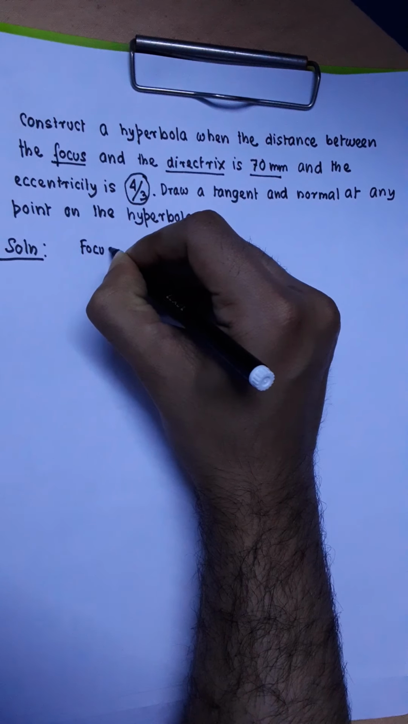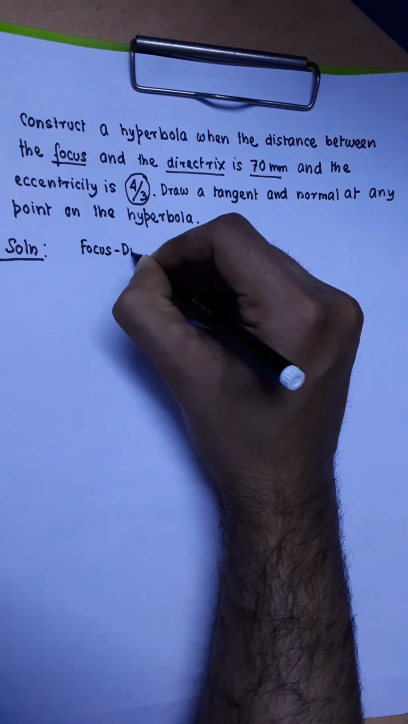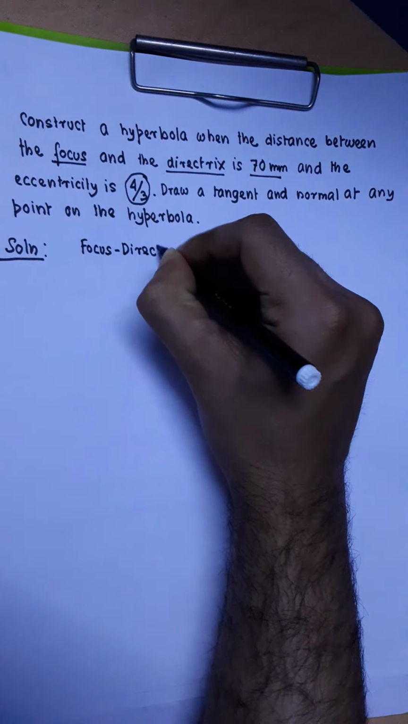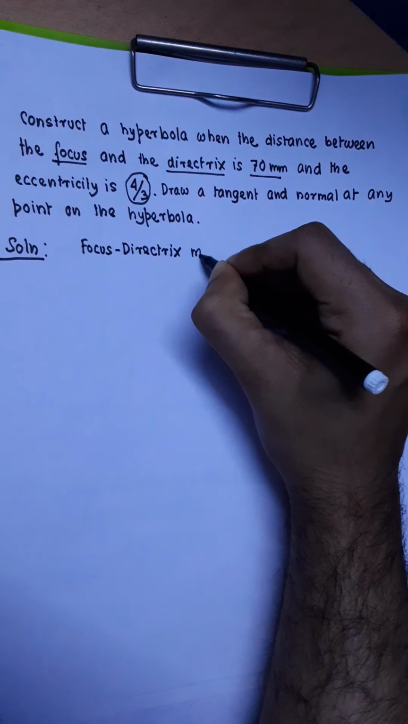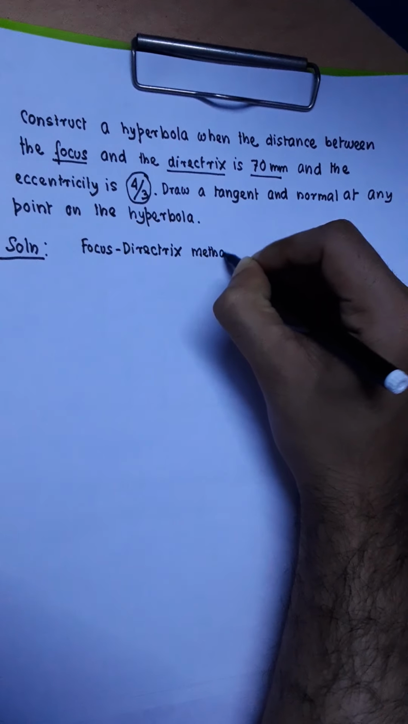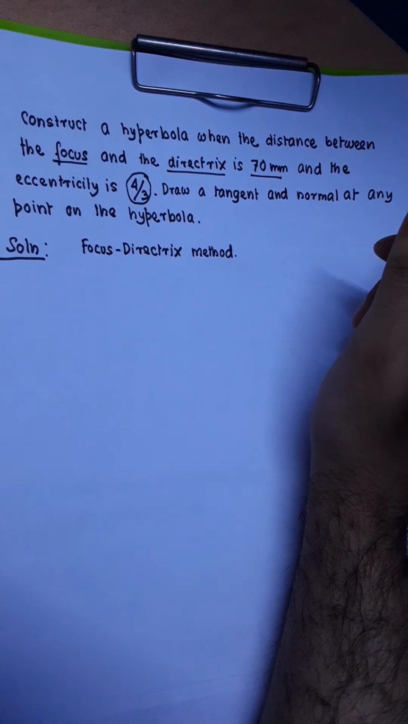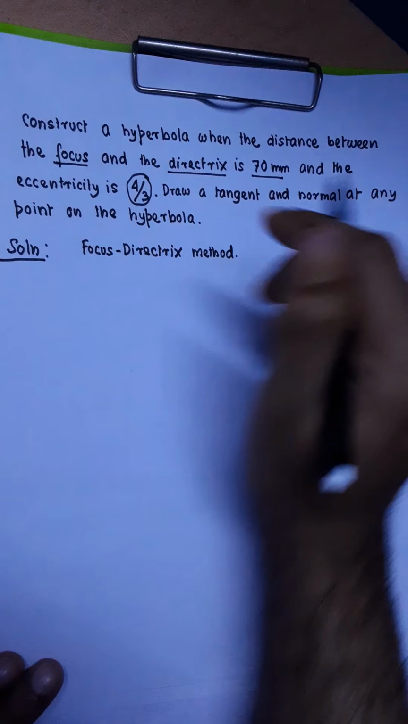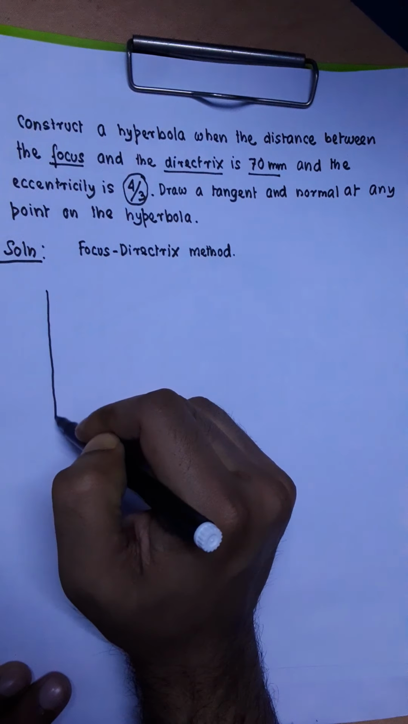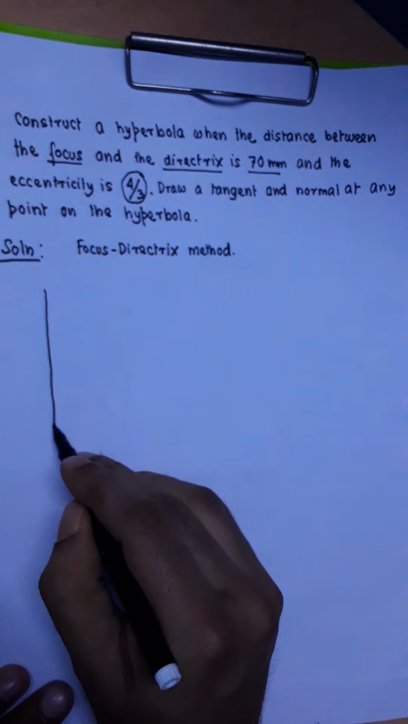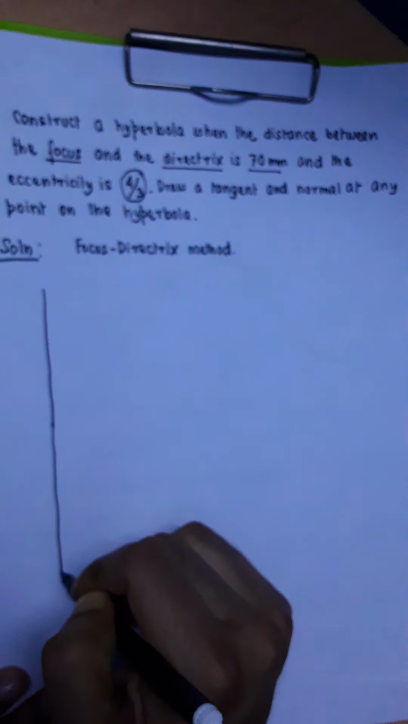This method is also known as focus directrix method of constructing a hyperbola. So how do you start? First you start by drawing the directrix. So draw a vertical line and consider it to be the directrix of the hyperbola that you are trying to draw. So this is the directrix.